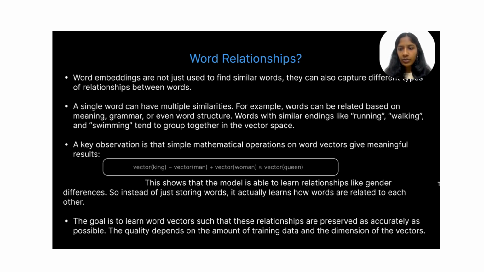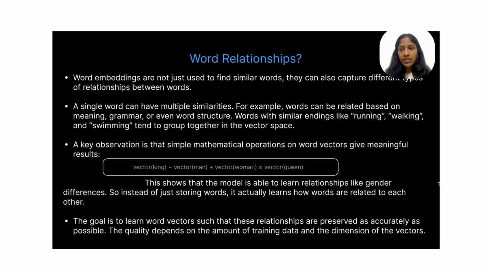Now let us see how these word embeddings actually capture relationships. Word embeddings are not just used to find similar words, they can capture different types of relationships between words too. A single word can be similar to others in multiple ways based on meaning, grammar, or even word structure. For example, words like running, walking, and swimming share similar endings, so they tend to group together in the vector space.